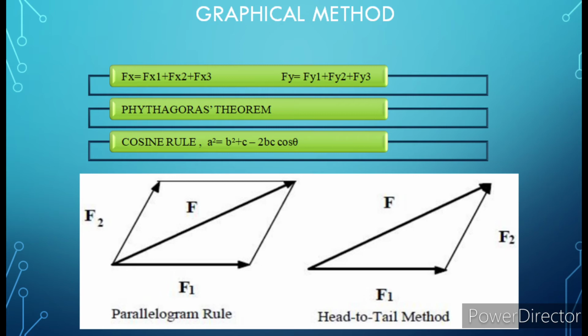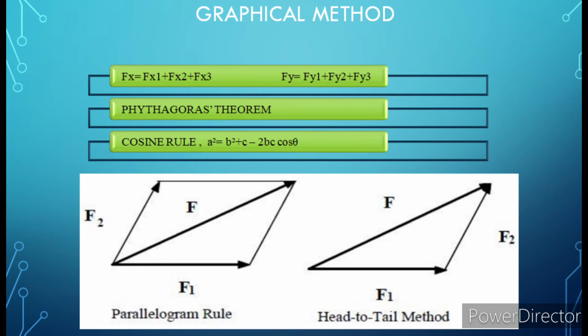Next, the graphical method. Graphically, the sum of two forces, F equals F1 plus F2, can be found by using the parallelogram rule illustrated in the diagram, and also the head-to-tail method. The sum of the vectors can be derived analytically by adding their components, total Fx and total Fy. When the vectors are at right angles, the magnitude of the resultant may be determined using Pythagoras' theorem. When the vectors are not at right angles, the magnitude is found using the cosine rule.